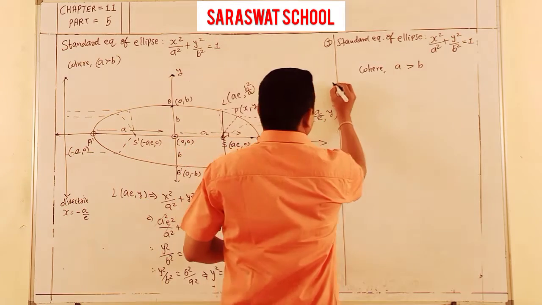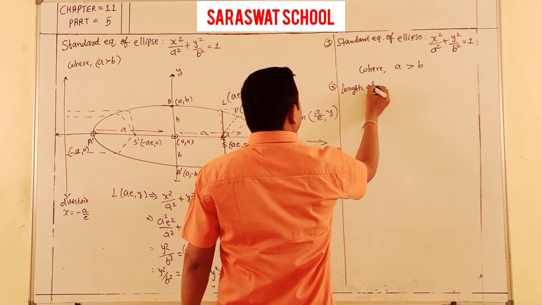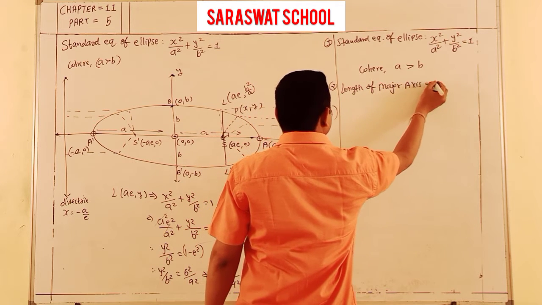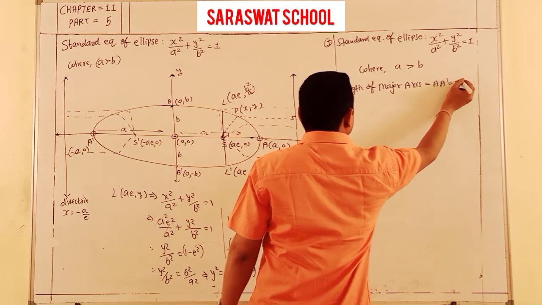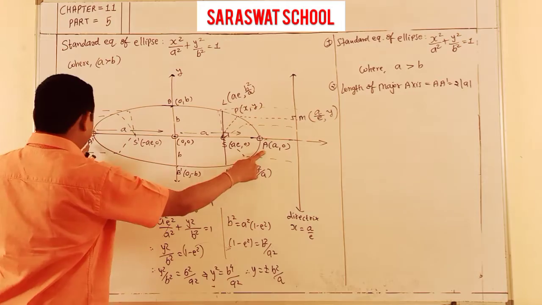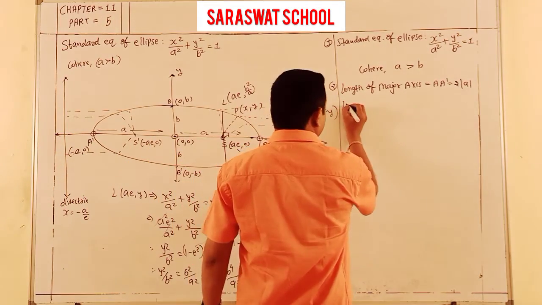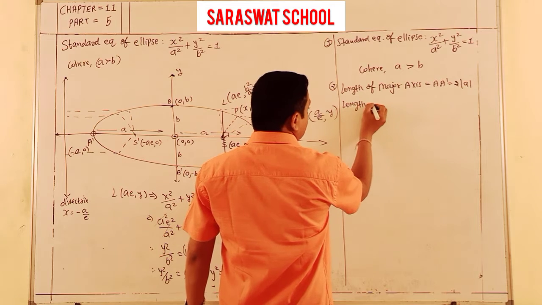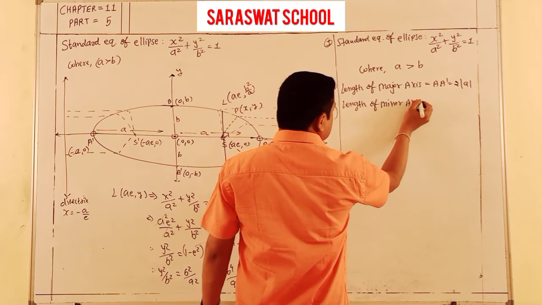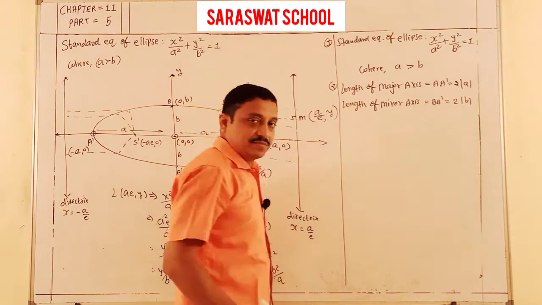Now second, the length of the major axis, which is A A dash, 2 modulus a. So this is your major axis, A to A dash, just like a diameter. And second, the length of the minor axis, B B dash, which is 2 modulus b, this one.